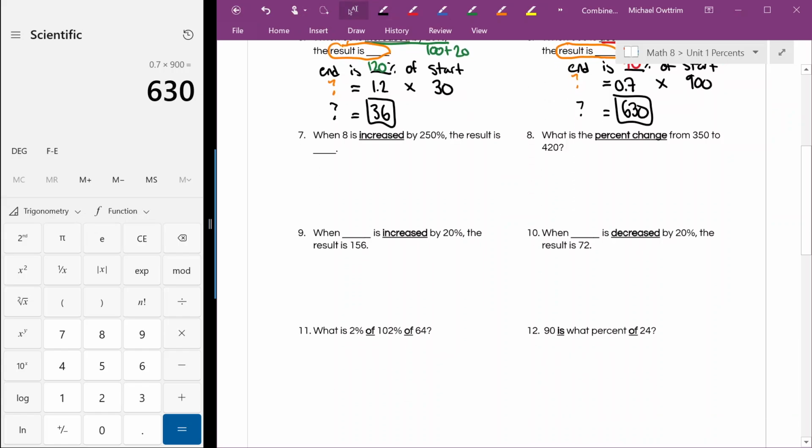In question 7, we again have an increase, and we know what percent we're increasing by. So we'll set up our same end is blank percent of start.